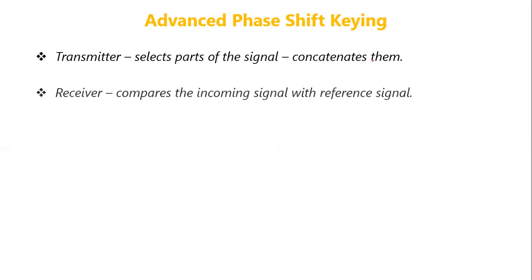Okay. So in the receiver part, how does the receiver work? The transmitter will select the part of the signal and concatenate them. If it is 1 1, the signal will be shifted by 45 degrees, like that. It will select the appropriate part of the signal, concatenate, and send them. The receiver will compare the incoming signal with the reference signal and then regenerate the original signal. But here there is a drawback, there is a problem.